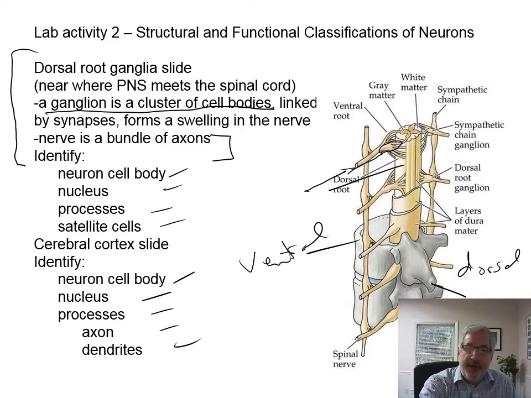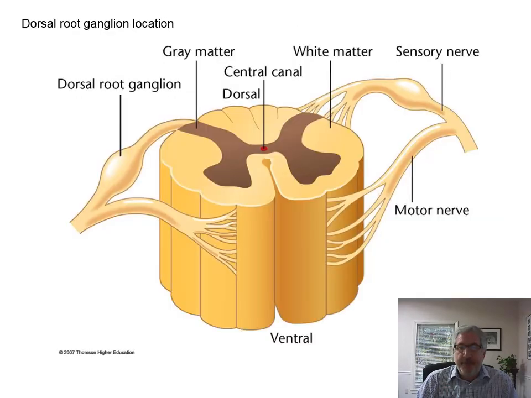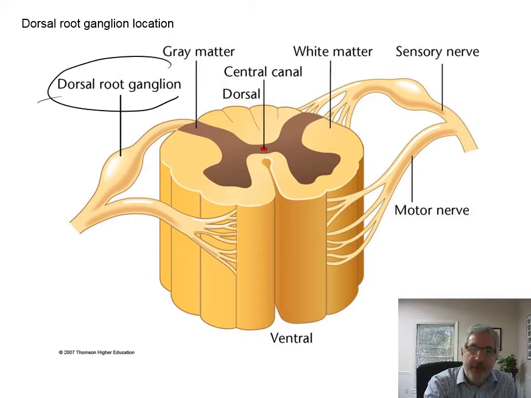On the dorsal ganglion slide, we would see the cluster of cell bodies. I think there's a slide in one of the next couple. Next slide. So no, not yet. So this is a cross section of the spinal cord. Here's your dorsal root ganglion here. Here's your afferent signal coming in here. All the cell bodies are here, all clustered, making this all big and fat.